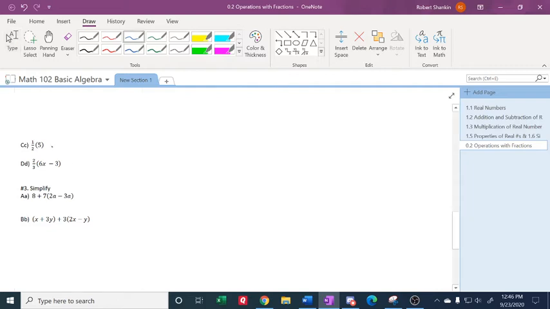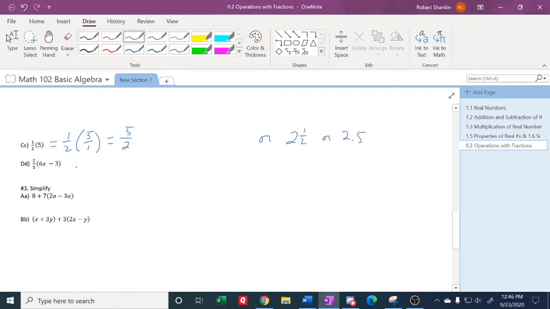Alright, so here. And there's nothing that can be reduced. The only thing you do is you get 5 halves. Now you can state the answer as 2.5 or 2 and a half. There's alternate notations, but 5 halves is just fine.